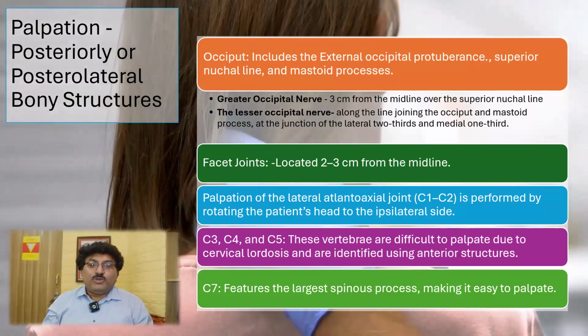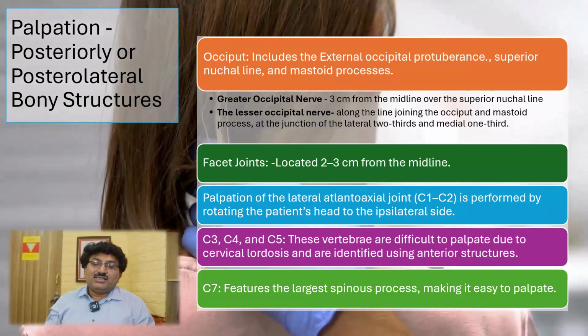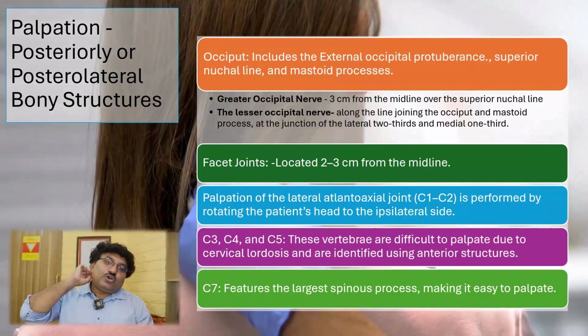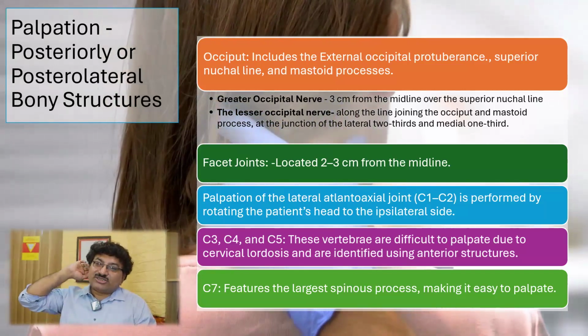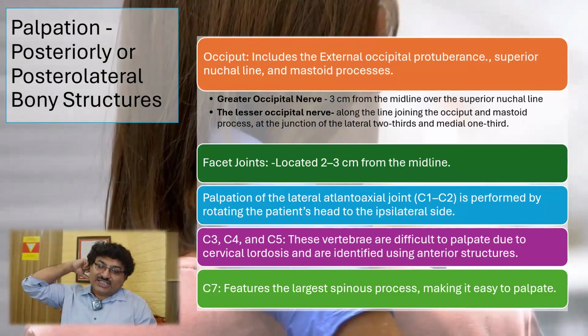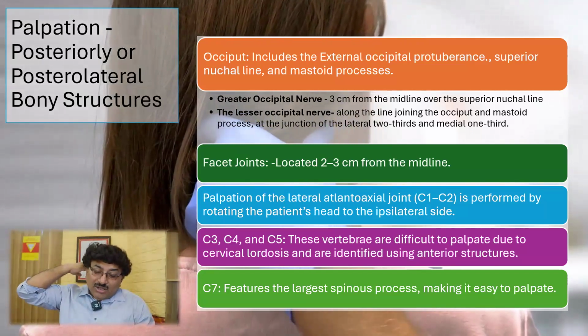Similarly, if we go to the lateral side, along the line joining the occiput and the mastoid process, at the junction of the medial 2/3 and lateral 1/3, that's the rough location of the lesser occipital nerve.